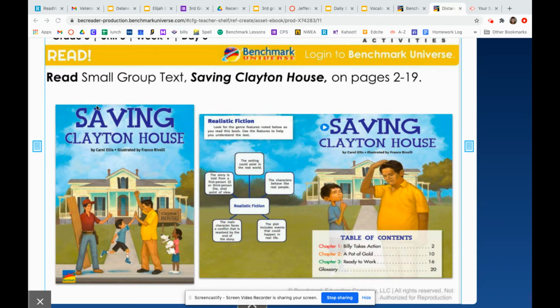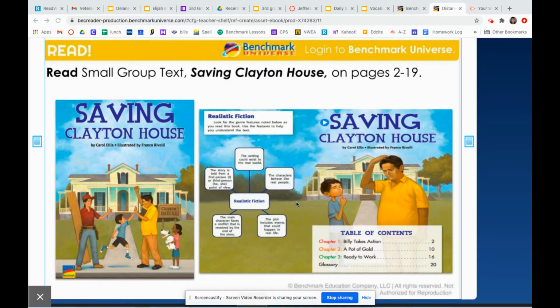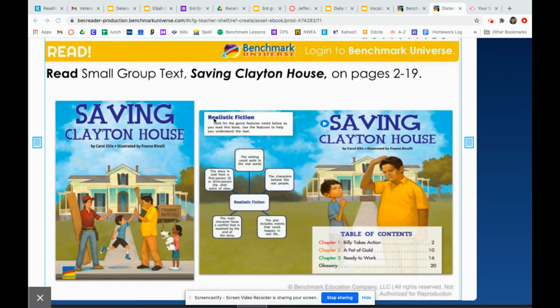Today in Benchmark, you are going to be reading Saving Clayton House, and that's pages 2 through 19. So when you open it up, please do a picture walk, look through, make a prediction about what you're going to be reading. It's realistic fiction. And right here, these are the genre features that you always will find within realistic fiction. So those are interesting points.